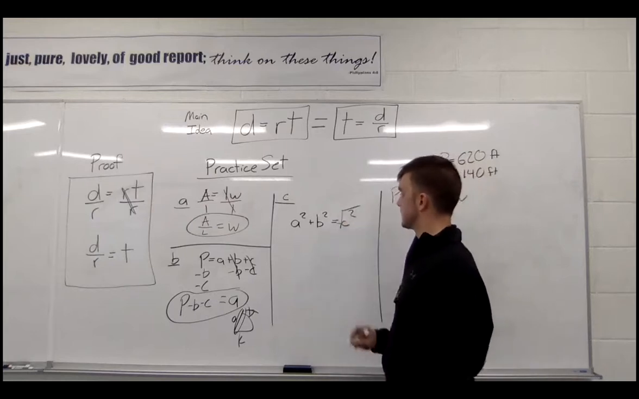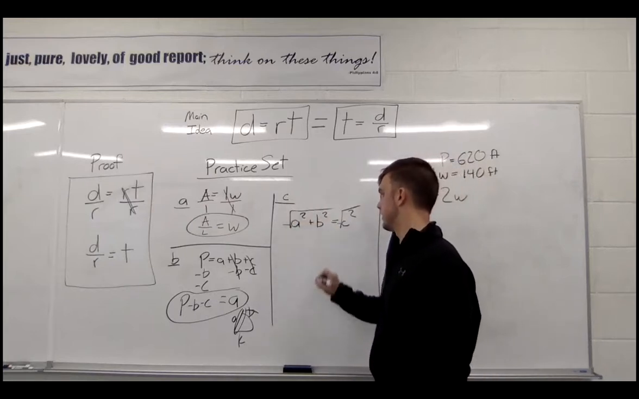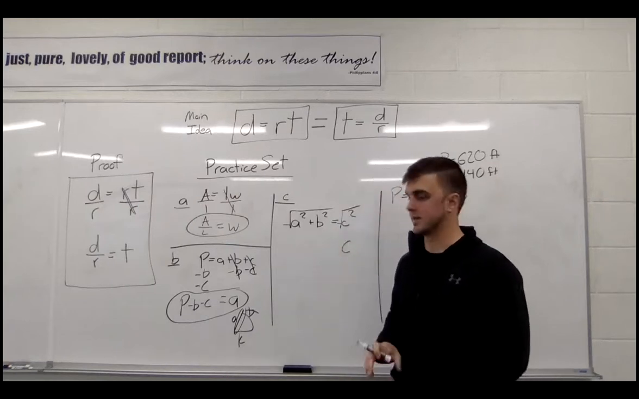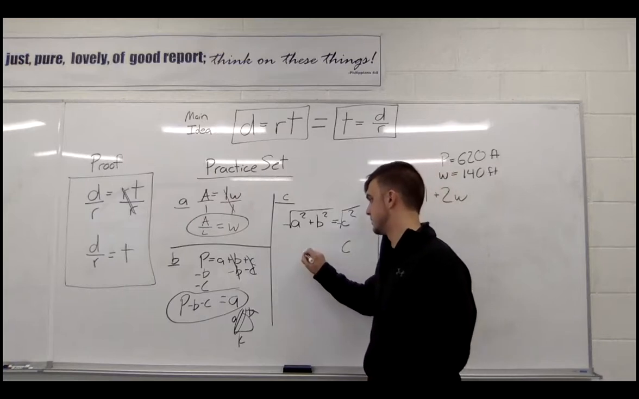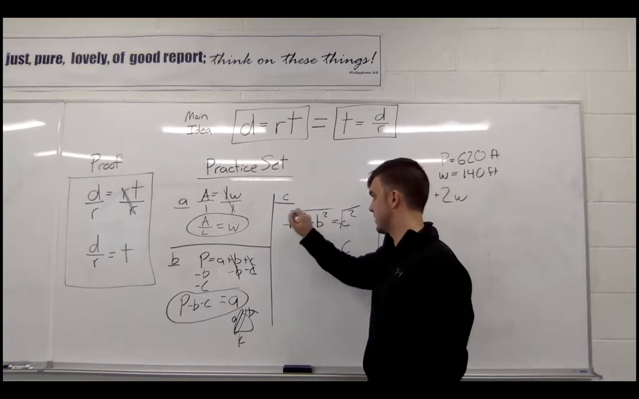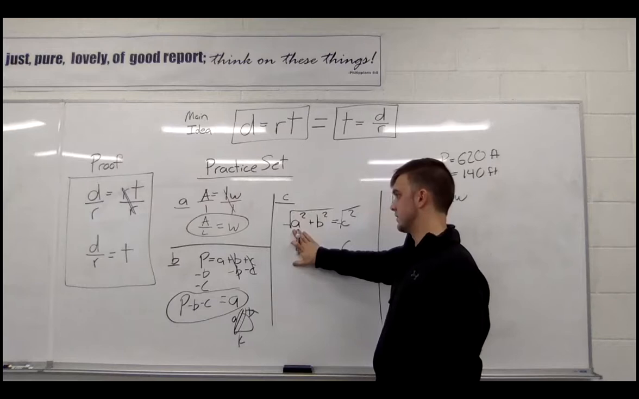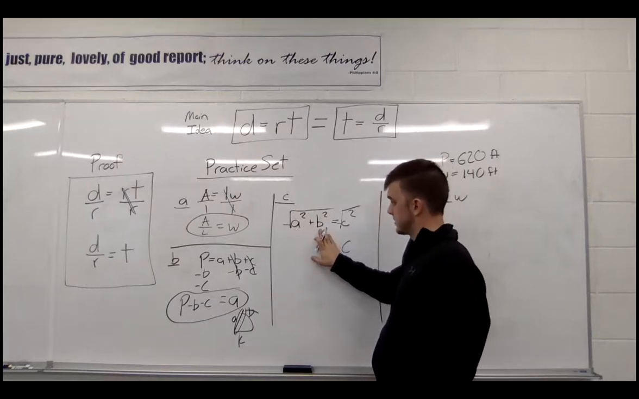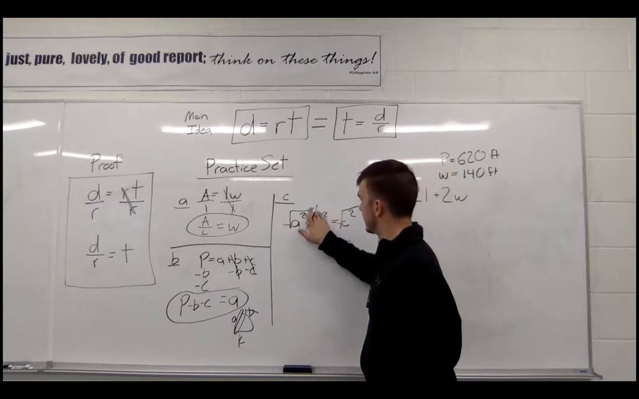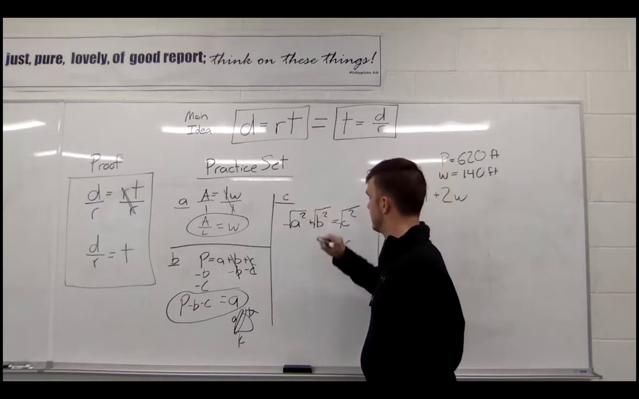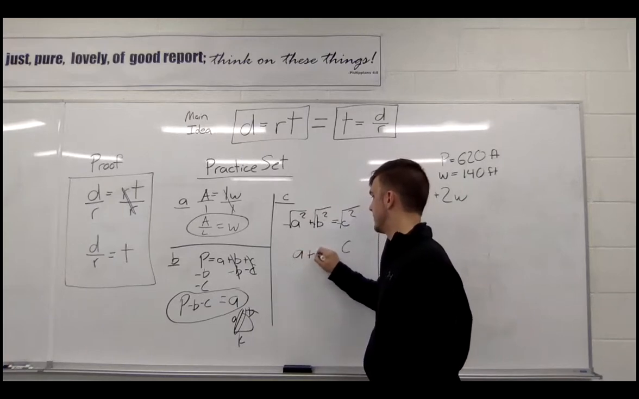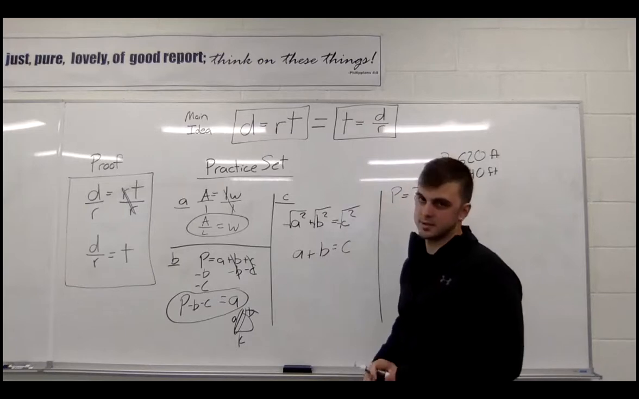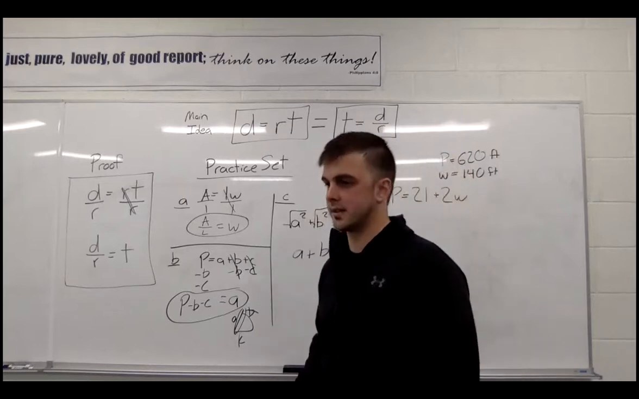So square root that. So your answer is C is equal to, now there's a couple ways you could write this. You could do literally this problem right here, but if you take the square root of a squared, and add that to the square root of b squared, and write it like this, you could do a plus b is equal to c. So there's two ways you can write that there, actually.